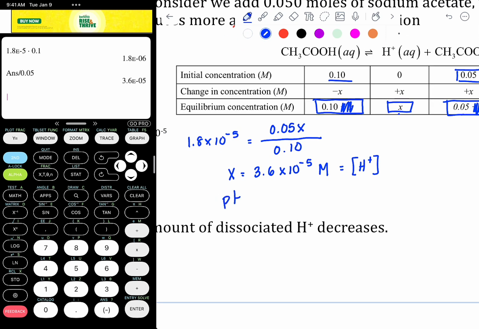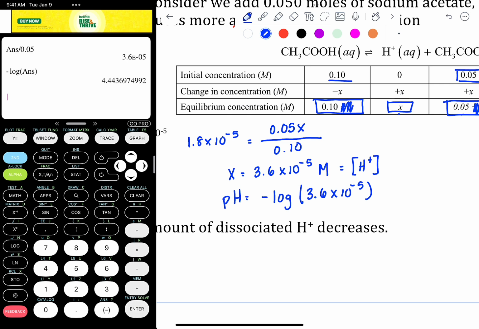So the pH is going to be the negative log of that 3.6 times 10 to the minus 5. So you get negative log of that answer. And we get that the pH is now 4.44. So that's nearly double of what we saw previously when we didn't have that addition of that ion.